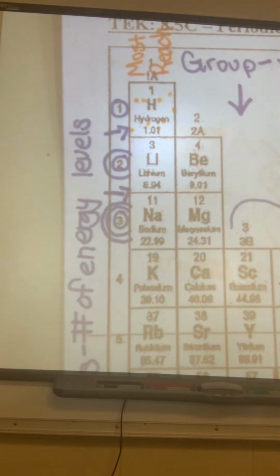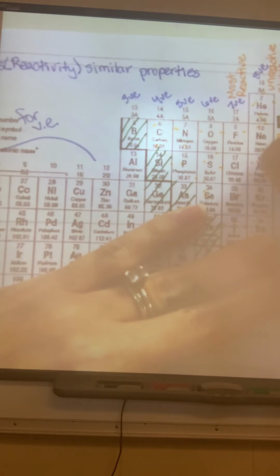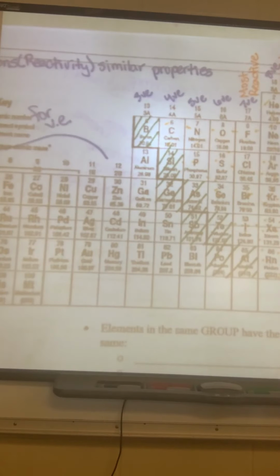The majority of my table is made up of what? Metals. Wow. So all I'm going to do is leave those blank. And now all I know is everything on that left side are metals. They don't have anything on them. I just know that they're all metals. All right, made it easier for me.